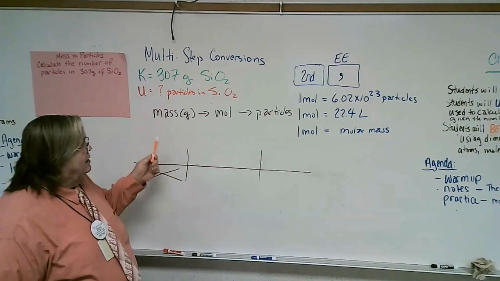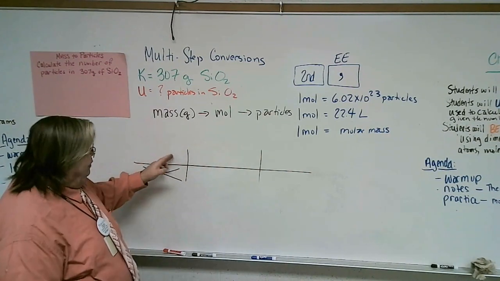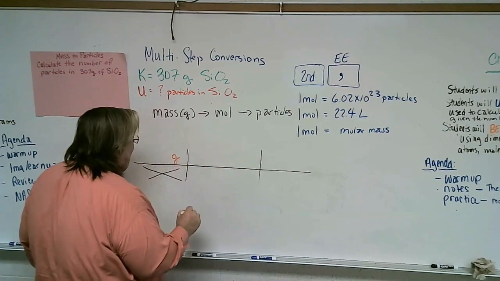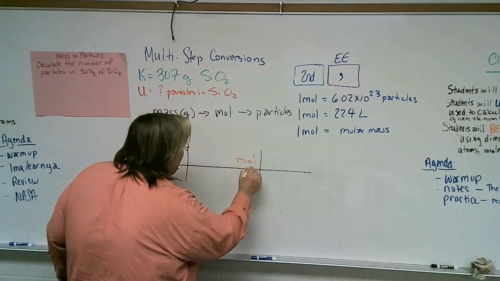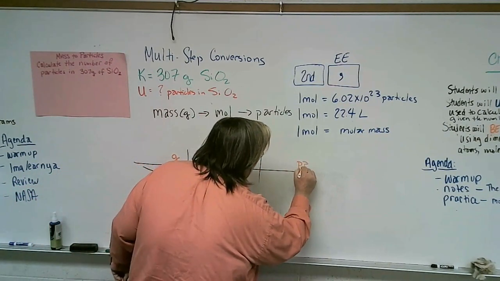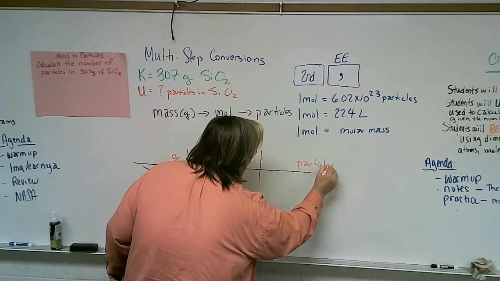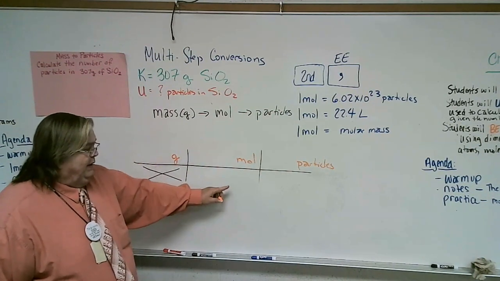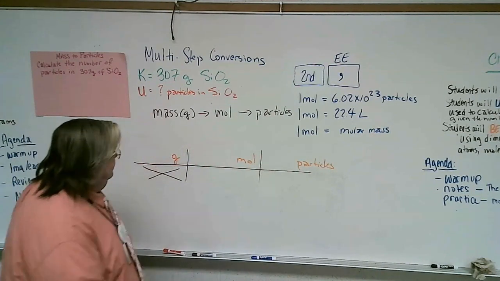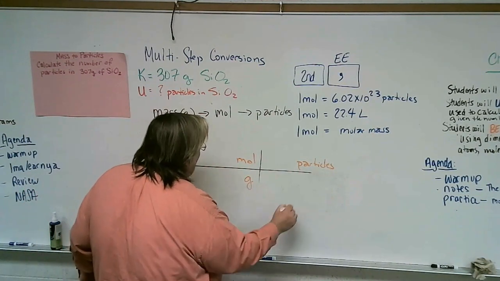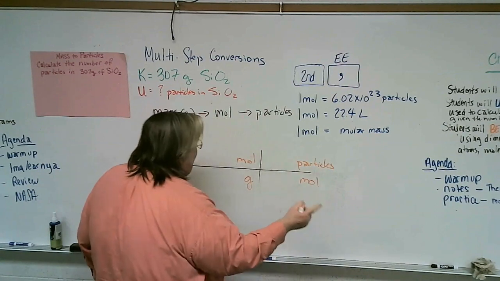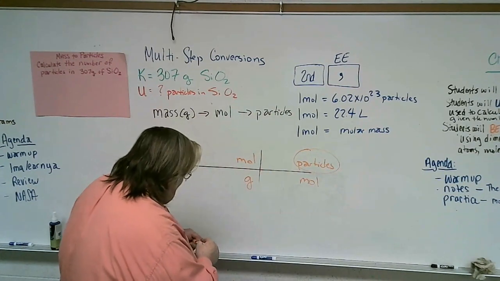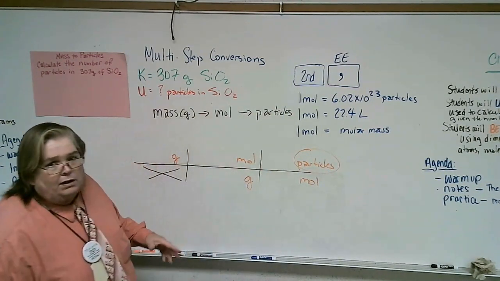So now we can look at our map. And we're going to use our map to fill in the top. So we know this is going to be mass in grams. We know this is going to be moles. And we know this is going to be particles. Because this is blocked off, that means we have to start here with our map again. So we have grams and we have moles. But since we're looking for particles, we don't need to go anymore. So we're done as far as putting in our units go.